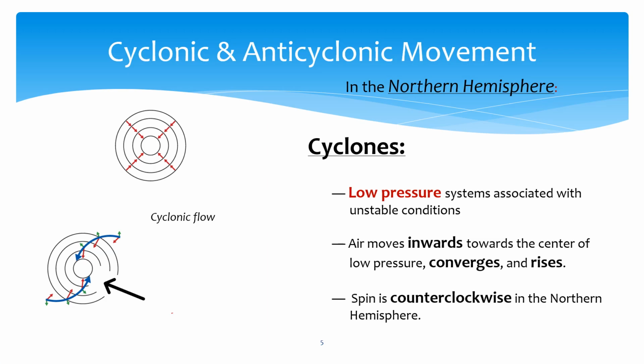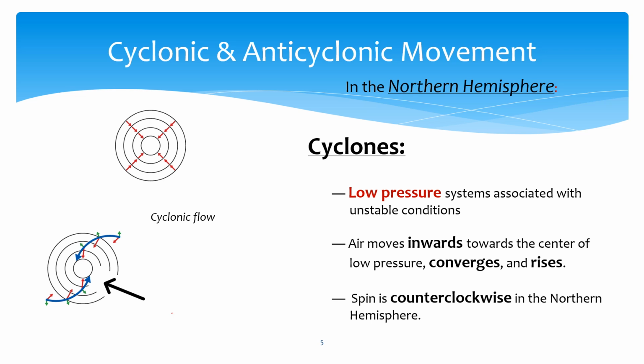So starting off, let's recap a little bit on cyclonic and anticyclonic movement. Remember, cyclones and anticyclones are those large-scale circulations of air that are caused due to the movement of air from areas of high pressure to areas of low pressure. So starting off, we're going to look at cyclones. These are associated with areas of low pressure. These are low pressure systems. They are associated with unstable conditions.